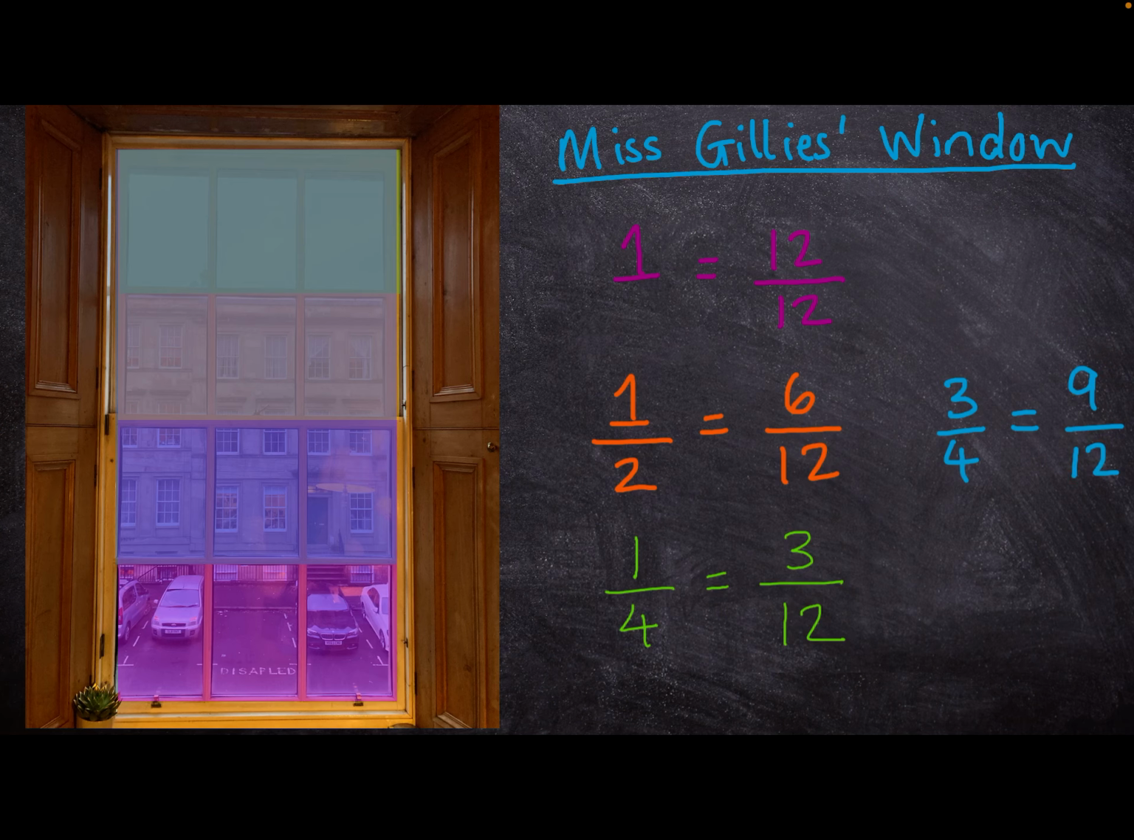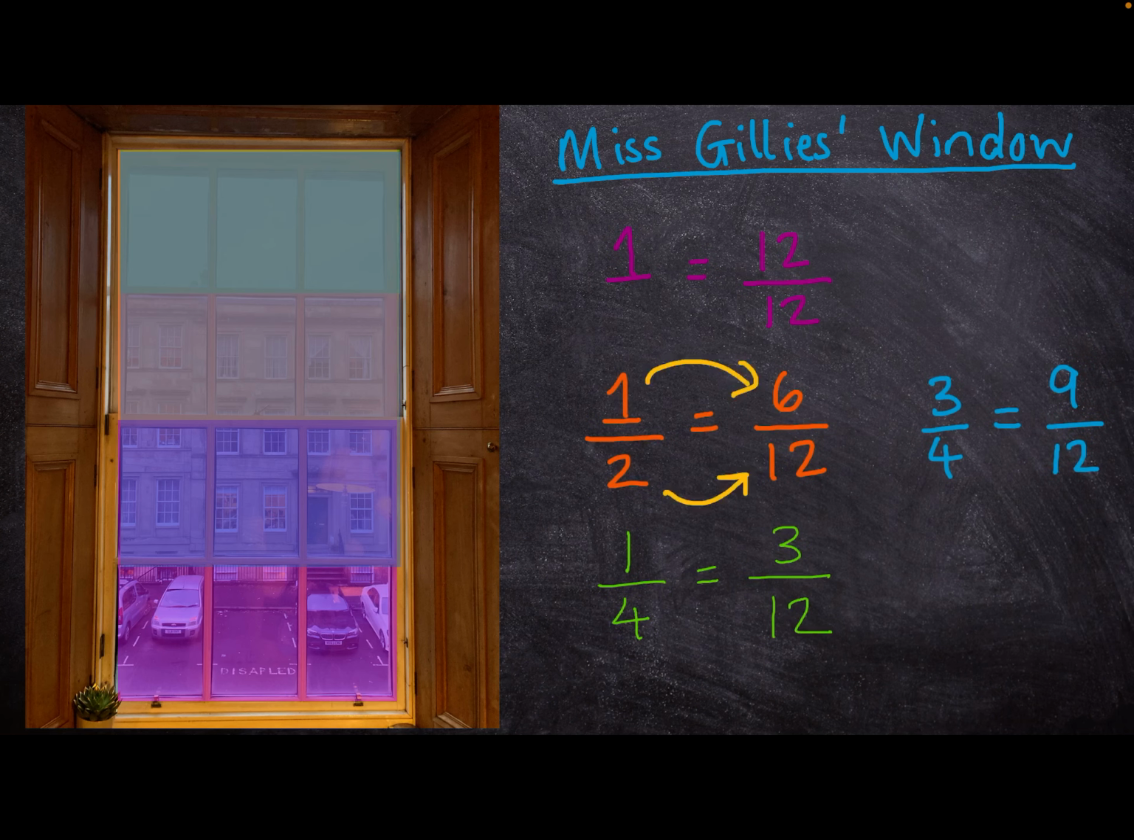Okay, so how can we find a general rule for going between equivalent fractions? Well, let's have a wee look at a half and 6/12. Can you see how we went from 1 to 6 and from 2 to 12? We've times by 6. How about a quarter and 3/12? How have I gone from 1 to 3 and 4 to 12? I've times by 3. What about 3/4 to 9/12? Well, I've times top and bottom by 3.